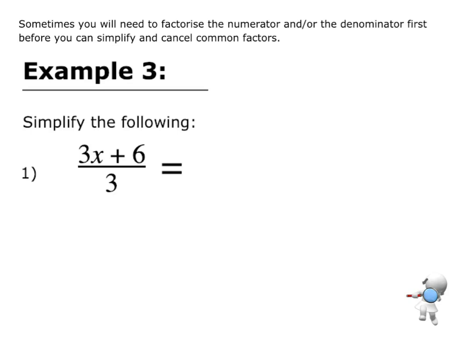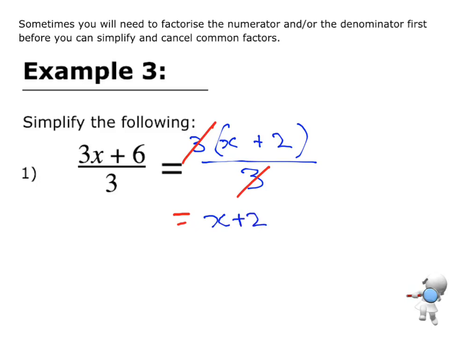Alright, sometimes I need to factorise first before I can cancel. So 3x plus 6 all divided by 3. Look at the numerator. Think what is common there. So 3x and 6 has got a 3 in common. So let's take that 3 out. So 3 times x is equal to 3x, and 3 times 2 is equal to 6. And so I'm going to end up with 3 bracket x plus 2 all divided by 3. And now I can cancel the 3s top and bottom to be left with the x plus 2. So I needed to factorise, and then I could cancel.